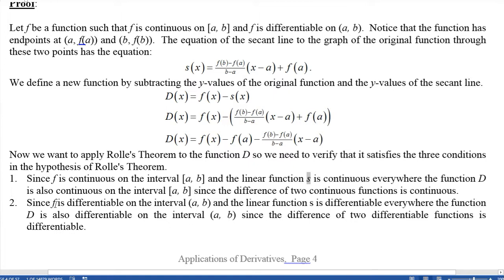Similarly, f is given to be differentiable on the open interval a to b, and of course linear functions are differentiable everywhere, so the function D is again differentiable, since the difference of two differentiable functions is differentiable. Now we just got to make sure that the D of a and D of b are the same.